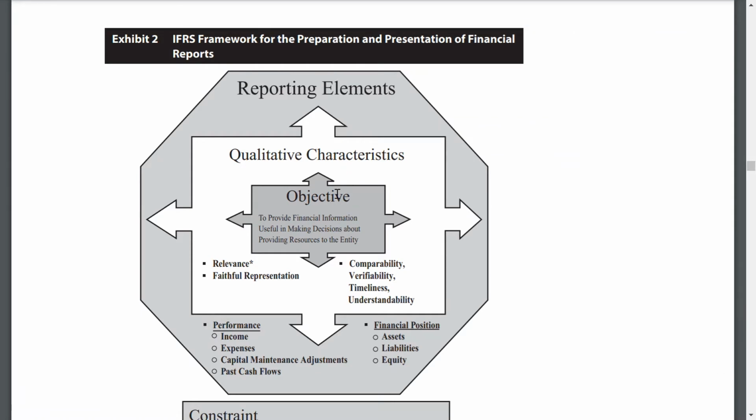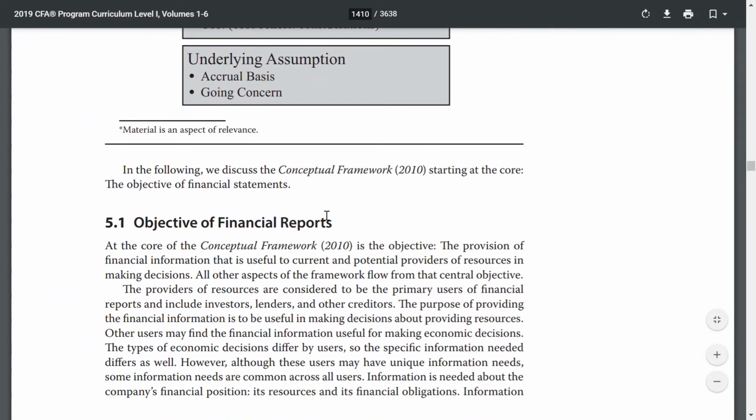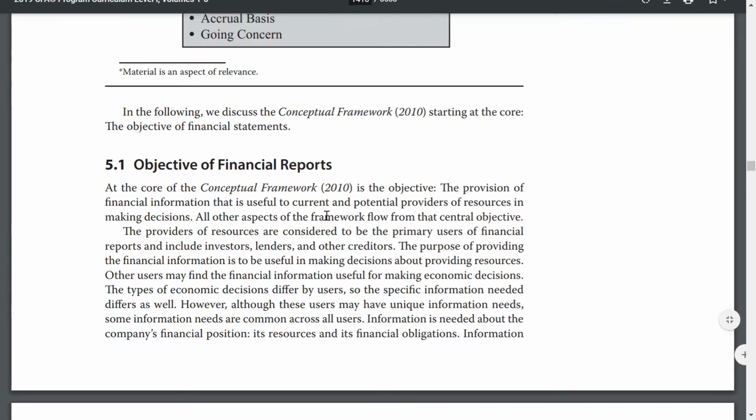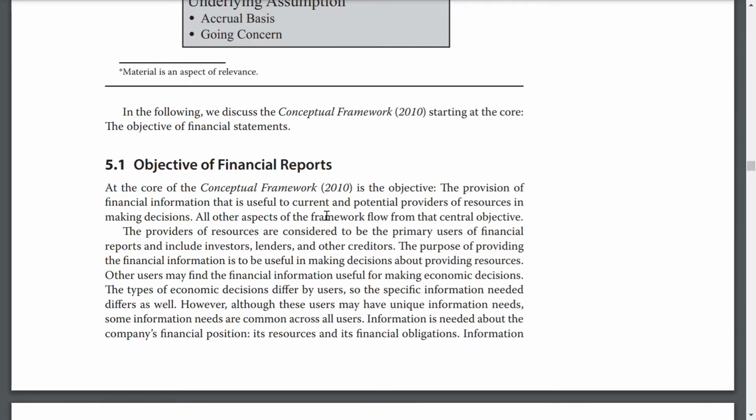At the core of the conceptual framework is the objective: the provision of financial information that is useful to current and potential providers of resources in making decisions. All other aspects of the framework flow from the central objective. The providers of resources are considered to be the primary users of financial reports, including investors, lenders, and other creditors. The purpose of providing the financial information is to be useful in making decisions about providing resources. Other users may find the financial information useful for making economic decisions.